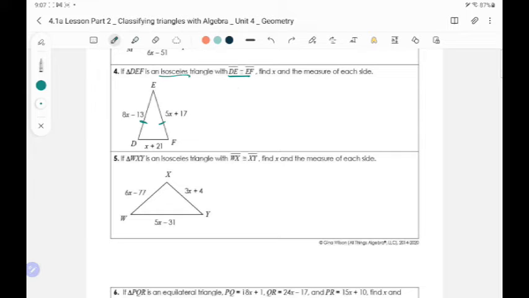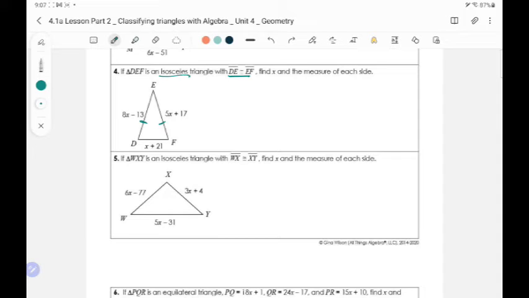So look for the information that they told you, but also kind of eyeball it, and hopefully it makes sense. Most of the time it will. Find x and the measure of each side. So what do we know here? It's not much different than the equilateral triangles we were doing. We just don't have to choose which sides.